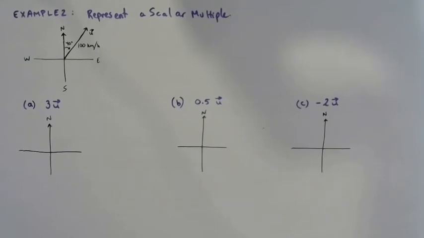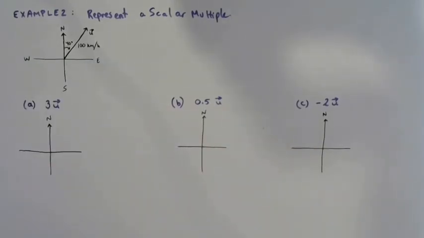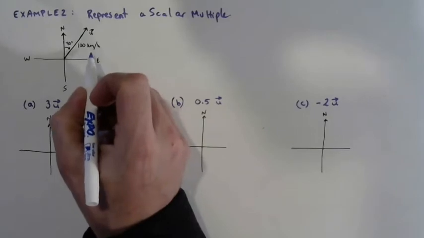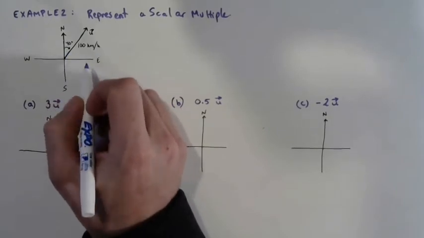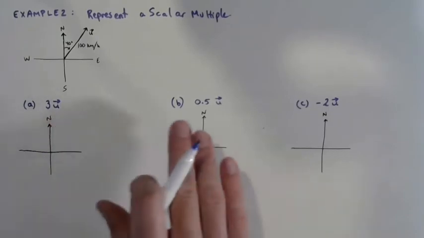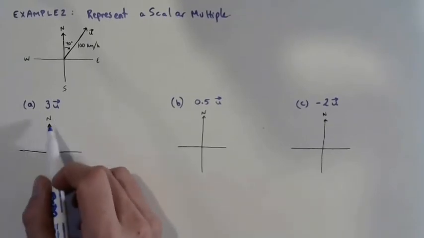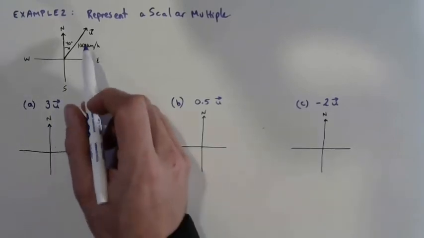Example 2, we are going to represent a scalar multiple of a vector. So we're given vector u. We are told its magnitude is 100 kilometers per hour. Its direction is 40 degrees east of north. I've just set up A, B, C, and I've set up 3 cardinal planes. And we're going to go from there. So all I have to do is draw an arrow that represents each new vector based on vector u.